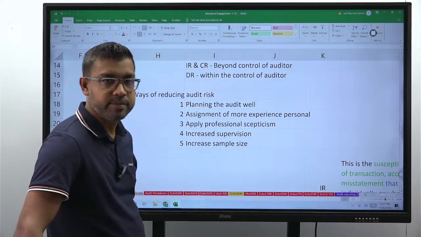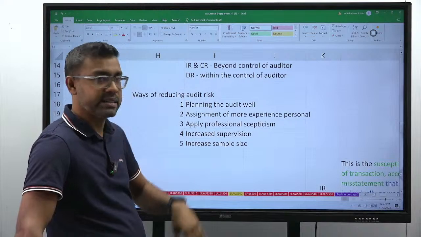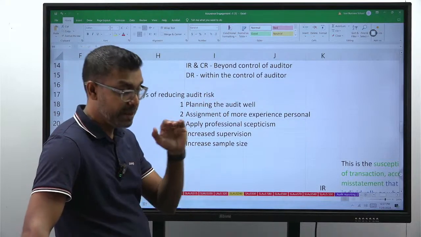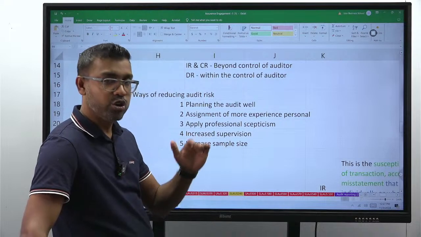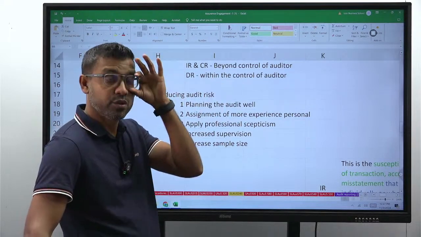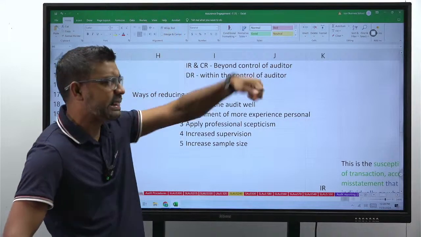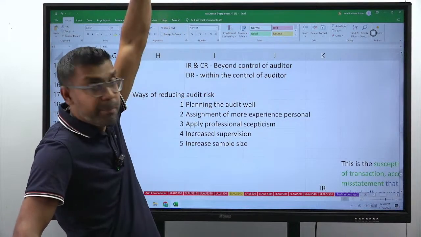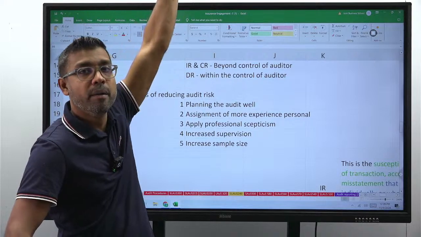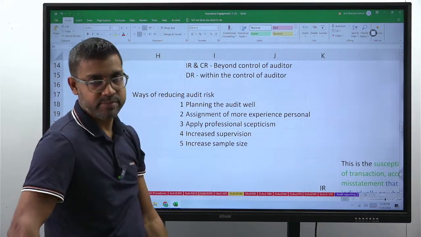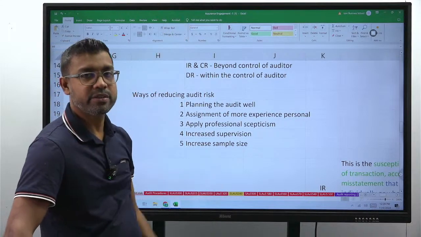Increase supervision. Previously, the audit was supervised only once a week, or maybe once a month, or only after the audit was finished. No. Maybe daily or multiple times in a week throughout the audit. Focused supervision must be there. Increase sample size. Don't check just one item. Now you have to increase the sample size. When you increase sample size, you will identify more material misstatements. When you identify more material misstatements, you can reduce audit risk.